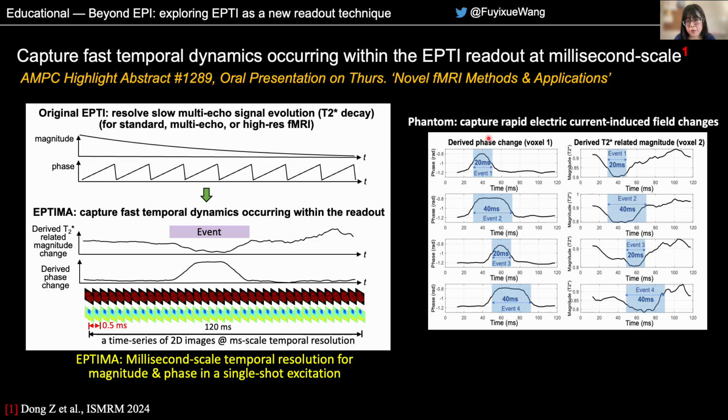For example, it can capture rapid electrical current induced field changes within 120 milliseconds, and this can be used to investigate ultra-fast functional dynamic processes of the brain. And you can check out the abstract here for more details.